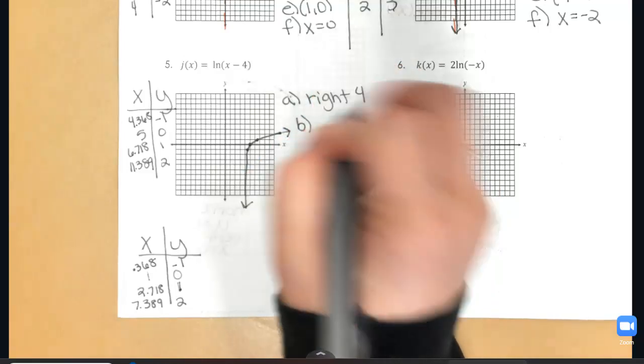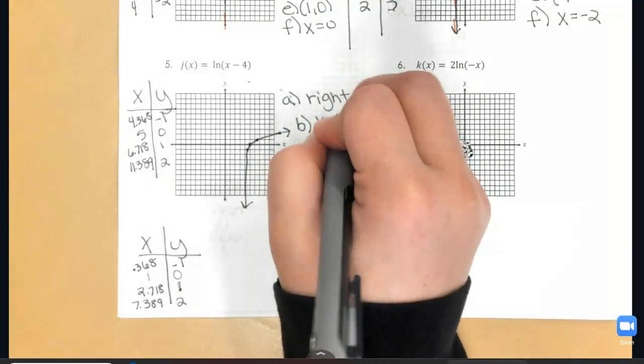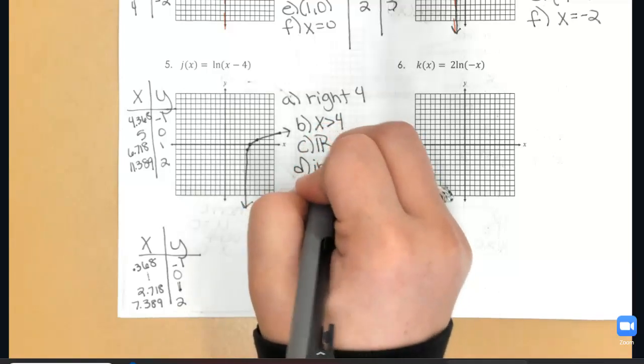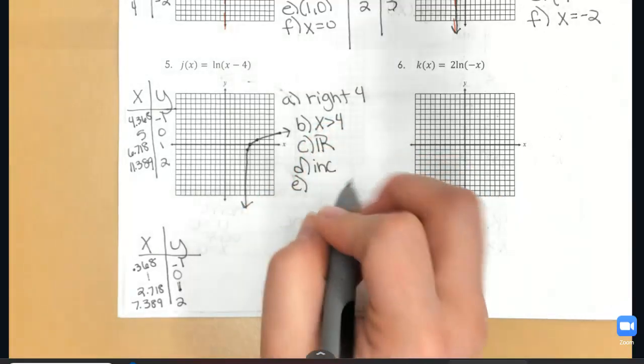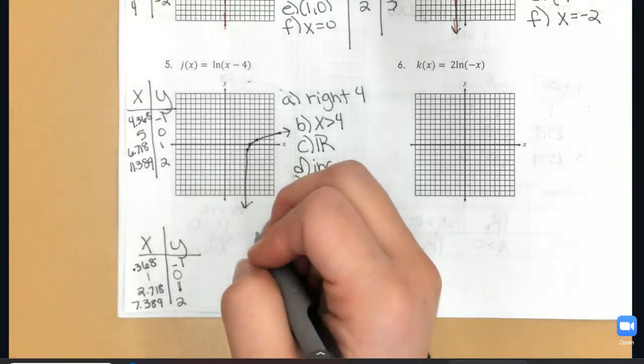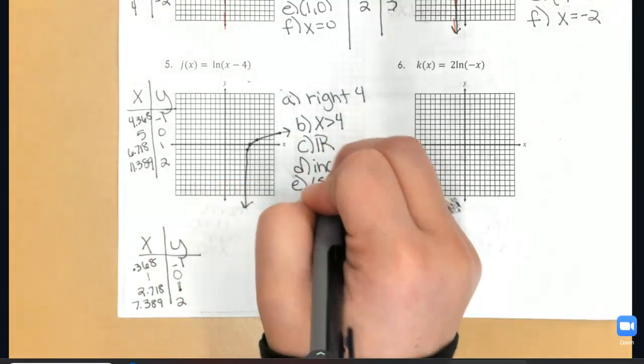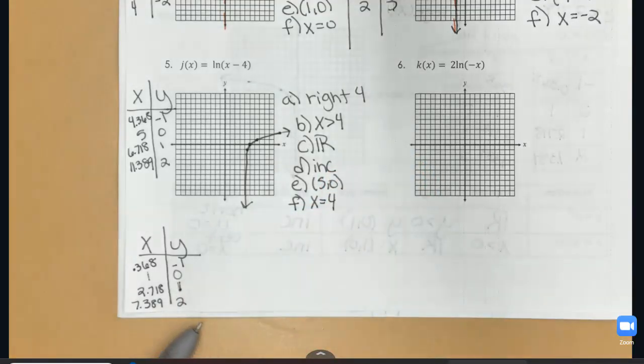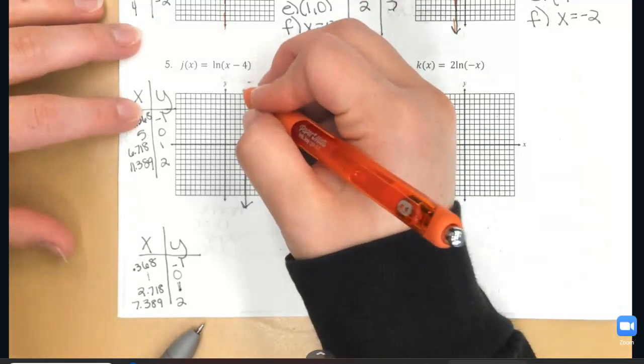All right, so our domain now is all x values greater than 4. Our range is still all real numbers. We have an increasing graph. Our x-intercept did move. It is now at (5, 0). And our vertical asymptote also shifted to the right 4. It's now at x equals 4.